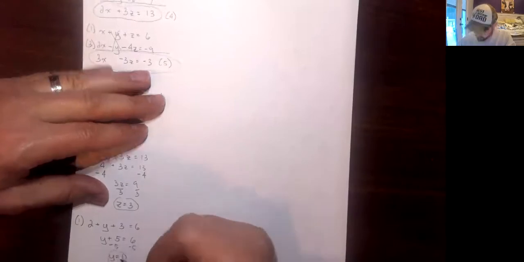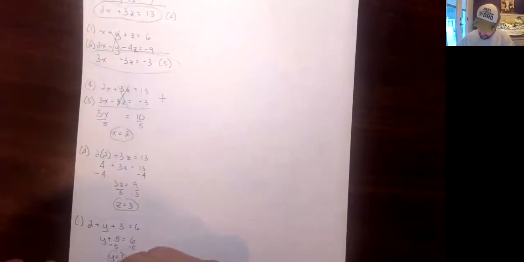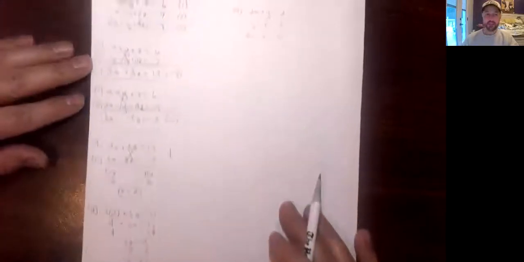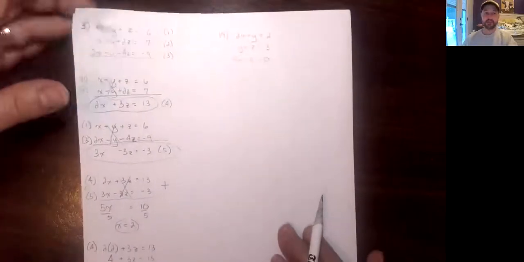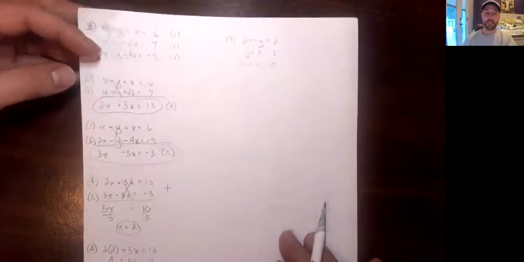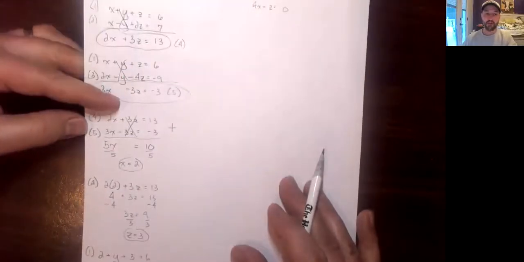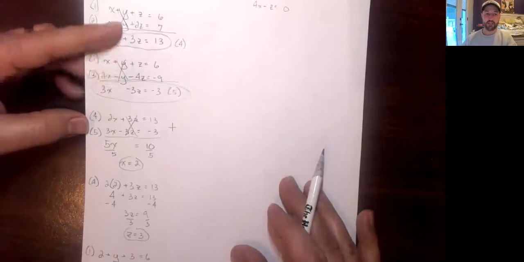Minus 5, Y equals 1. And this is an ordered triple. My X is 2. My Y is 1. My Z is 3. So number 3, that's how we write our answer. Takes a lot of time because we have to make 2 new equations. They give us 3, but we need to make 2 new. We have to make a 4 and a 5 that each eliminate the same variable.